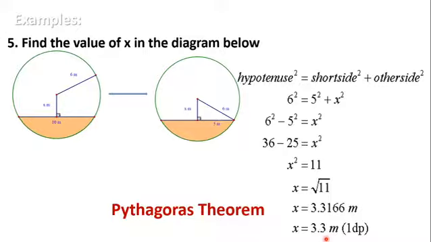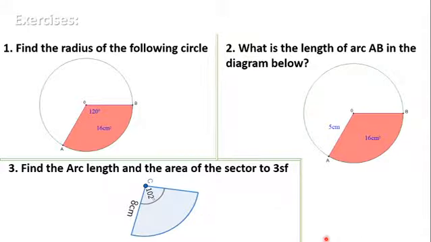Okay, so that would be all for the examples that I have for you today. I'll give you exercises, and they come now. All right, these are the first 3 exercises. The first one asks that you find the radius of the circle. You're given the area of that sector, and then you are given the angle. You have to find the radius of the circle. Question 2 says, what is the length of the arc AB in the diagram below? So you have to find the length of the arc. You're given the radius and the area of the sector, so that's not difficult to find.